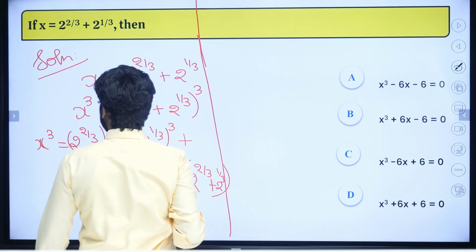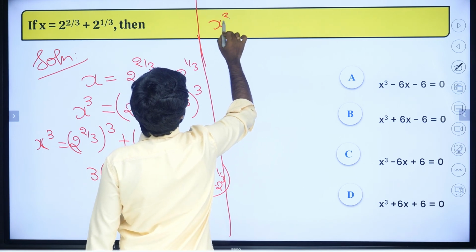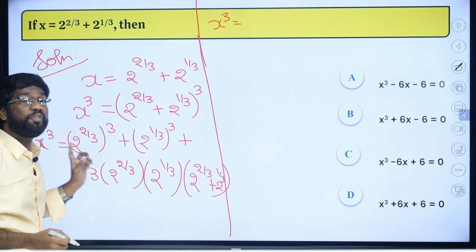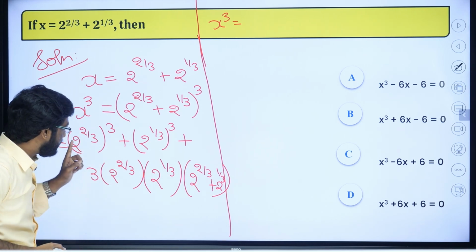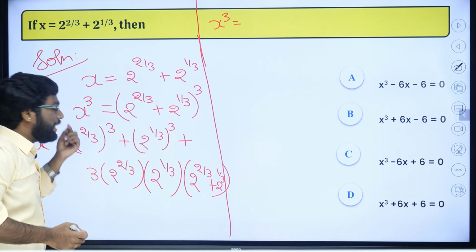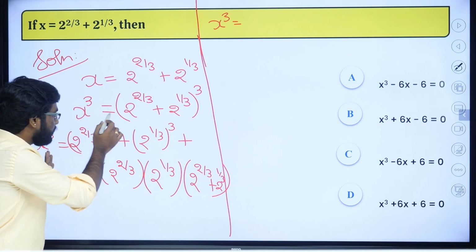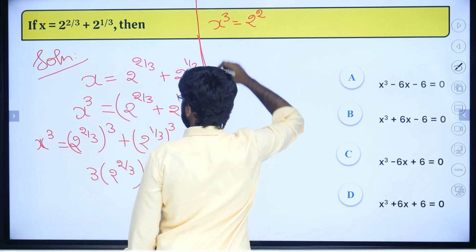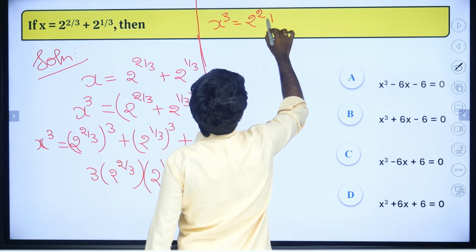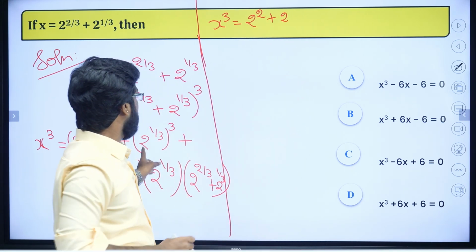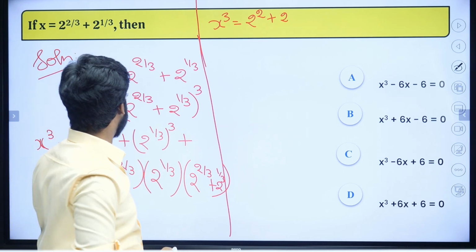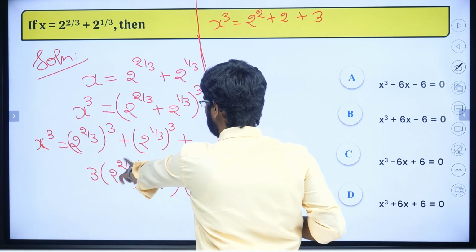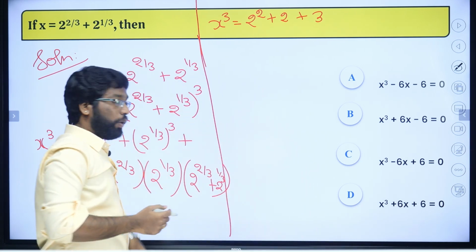So x cube is over here, and here the power rule we are applying. 2 power 2 by 3 into cube means I can multiply, so the 3 will cancel, and at last I will get 2 square. Then plus 2 power 1 by 3 into 3, which means 2. Plus 2 power 2 by 3 into 2 power 1 by 3.